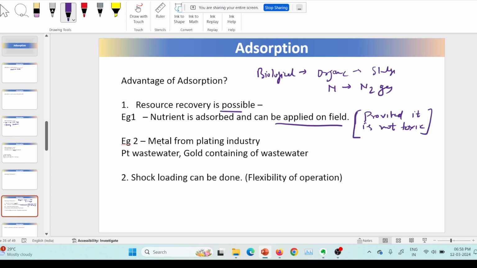If we see wastewater from a metal plating industry, or gold-containing wastewater, gold, platinum, we can adsorb the dissolved ions and recover those metals. And the second advantage is that shock loading can be handled. If the initial flow contains 10 milligram per liter, but now it contains 50 milligram per liter, it can take the shock loading because it is a physicochemical process, not a biological process.